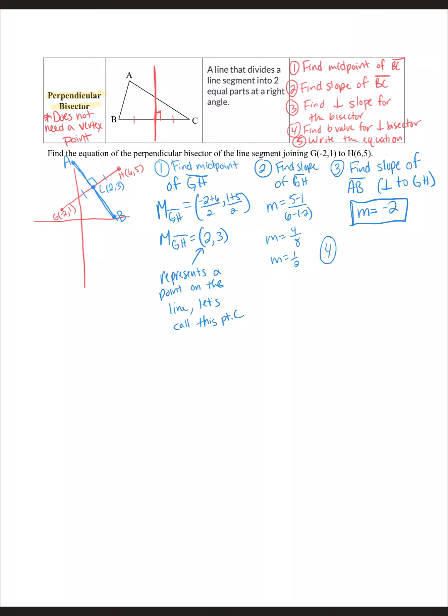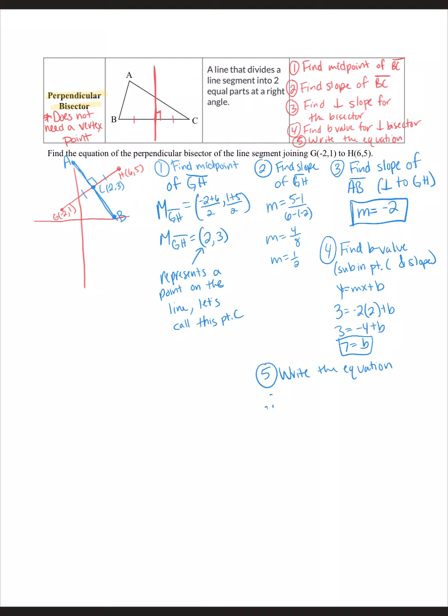All right, step 4 is we need to find our B value. So we'll sub in point C, that's the point we determined, and we'll sub in our slope. So y = mx + b. Okay, you sub in point C and your slope and see if you can work to find your y-intercept. So when you subbed in point C and your slope, hopefully you got that your y-intercept was 7. And then the last step is just to write the equation. So we can say, therefore, the equation of the perpendicular bisector is y = -2x + 7.